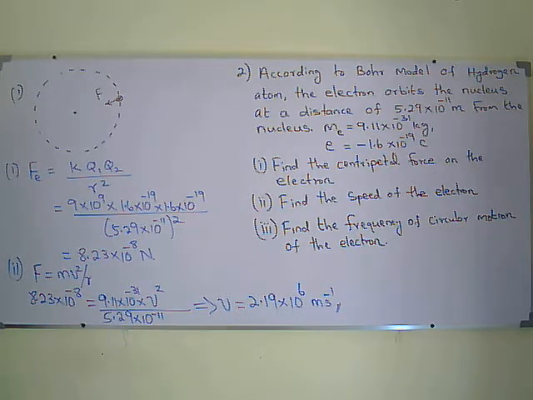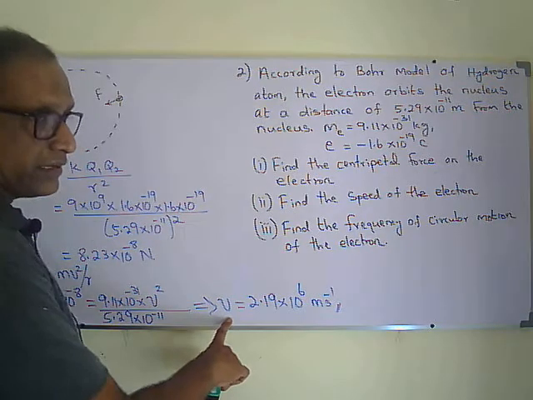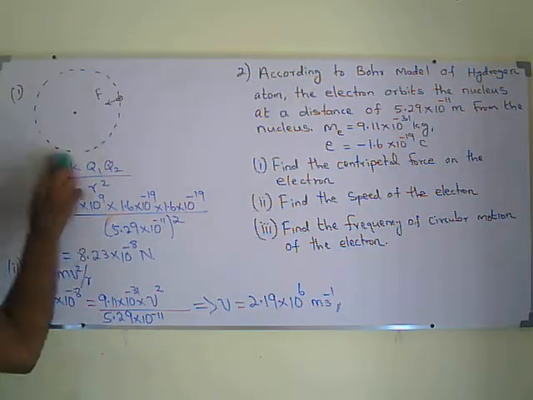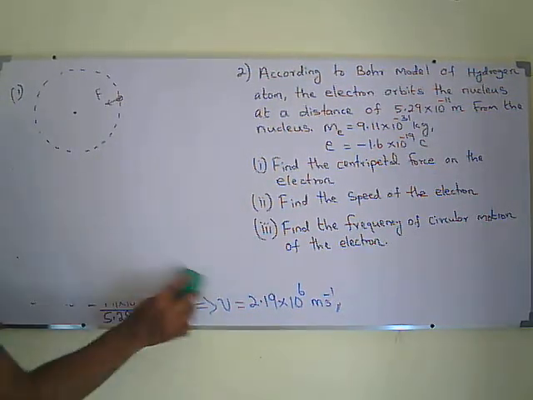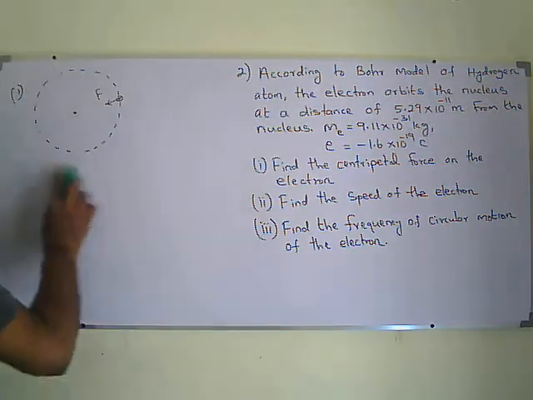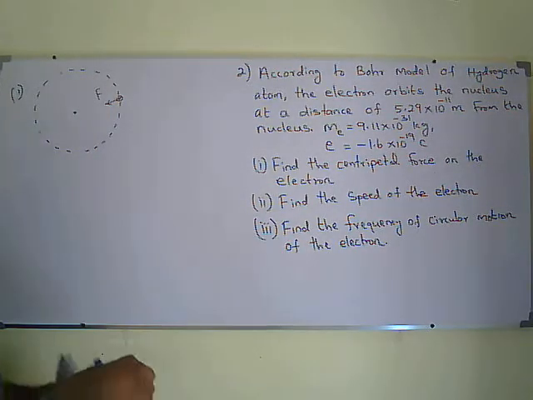Okay. Right, third part. We'll do the third part. Find the frequency of circular motion of the electron. For the frequency of the circular motion, I can find it by using v equal r omega, that you would have learned again in circular motion. We know the v. So the third part I can find by using v equal r omega, and omega, that is angular speed, is equal to 2 pi f.